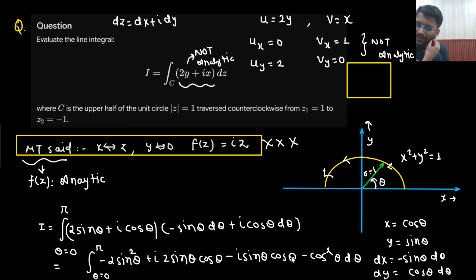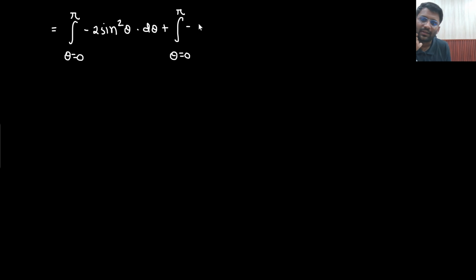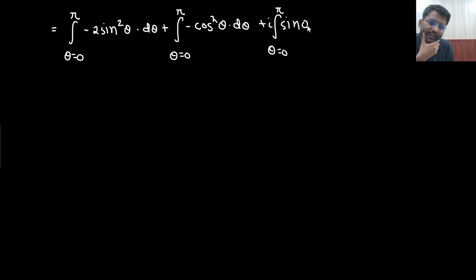Right? So what we can see? Theta is going from 0 to pi, minus 2 sin square theta d theta, plus again theta going from 0 to pi, minus 2 sin square theta d theta. Again theta going from 0 to pi, minus cos square theta d theta. Then again theta going from 0 to pi, it will become 2 iota sin theta cos theta minus iota sin theta cos theta. So it will become iota sin theta cos theta d theta.